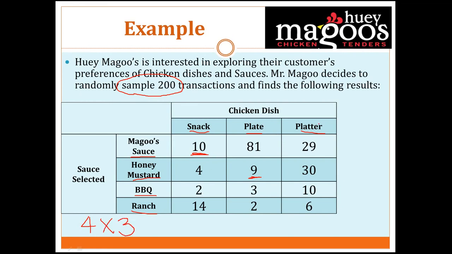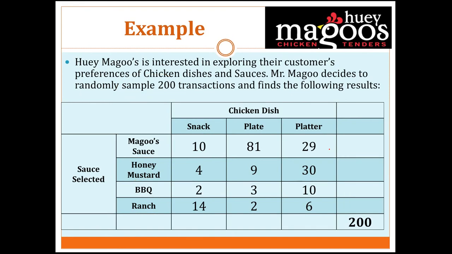Just to clarify that, 4x3 contingency table. And the preliminary work, in order to solve for those probabilities, is I'm going to need the counts, the marginal counts, or the totals. So I'm going to add another column and another row and add up all of these cells to get those totals. So again, I would do 10 plus 81 plus 29. That gives me 120. And then go down each column. 10 plus 4 plus 2 plus 14. That gives me the 30.